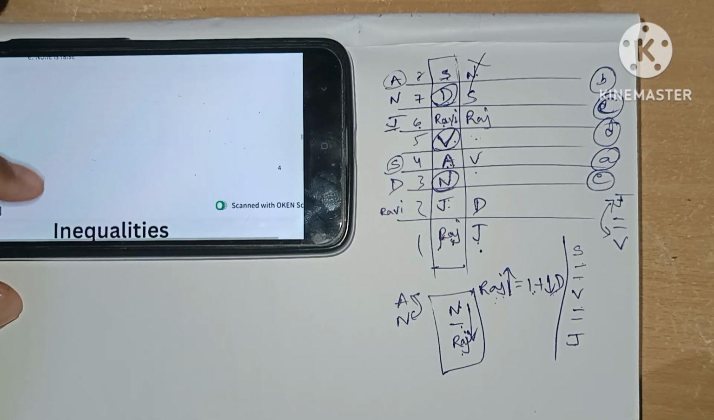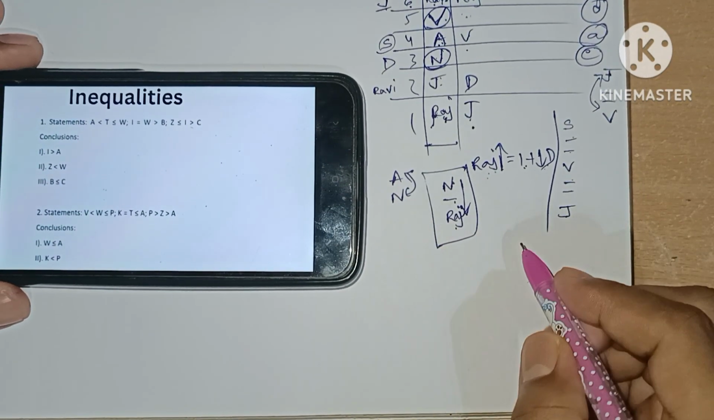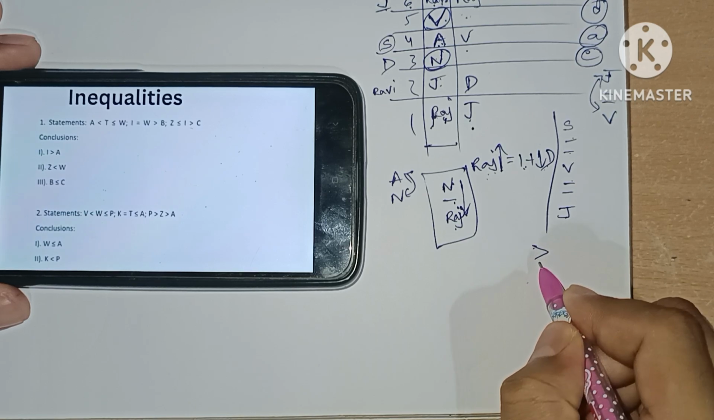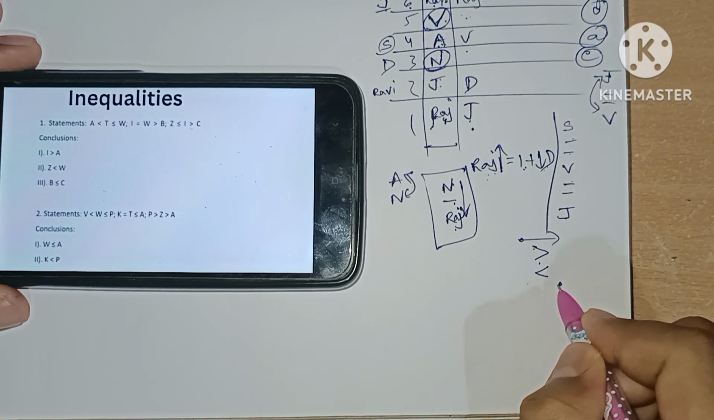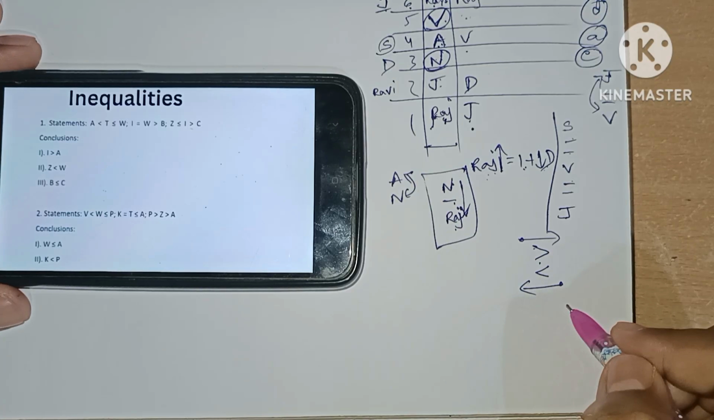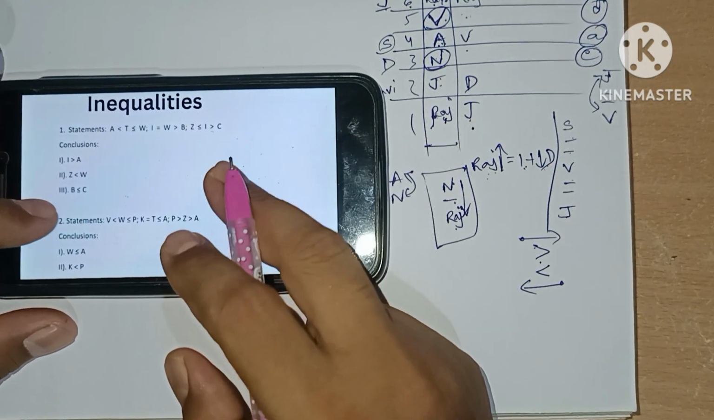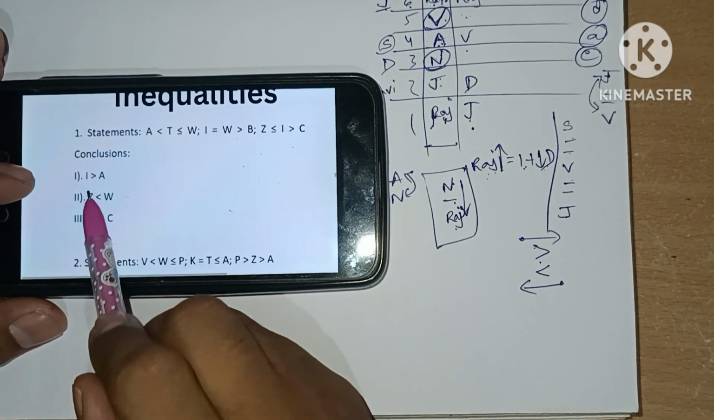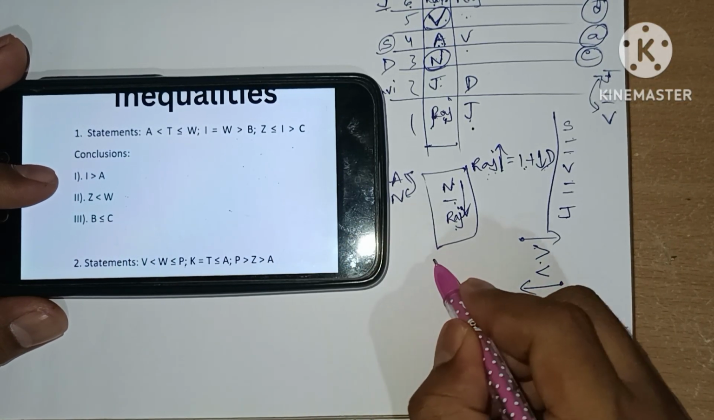Now we are going to see inequalities. For inequalities, the concept we use here is the flow method. If we see a symbol like this, the flow is from this side to this side. If we see a symbol like this, the flow is from this side to this side. Let's see through the questions directly. The flow from I to A. From I we can reach W. From W we can reach A. So the first conclusion will be true.